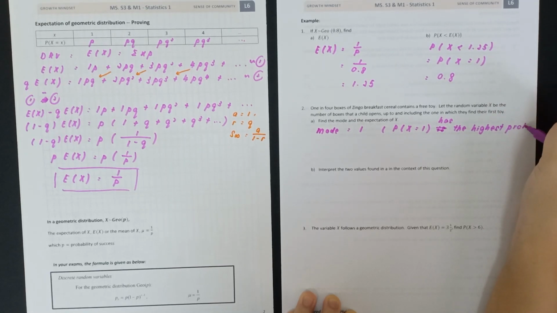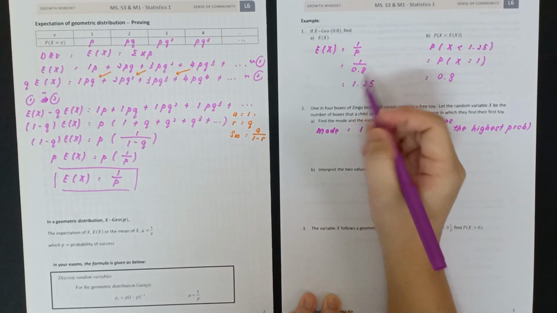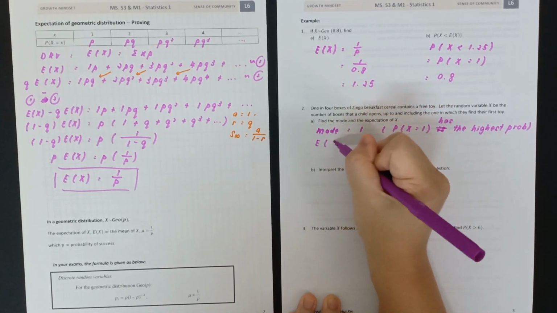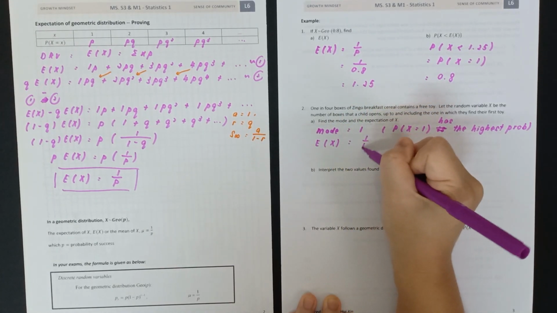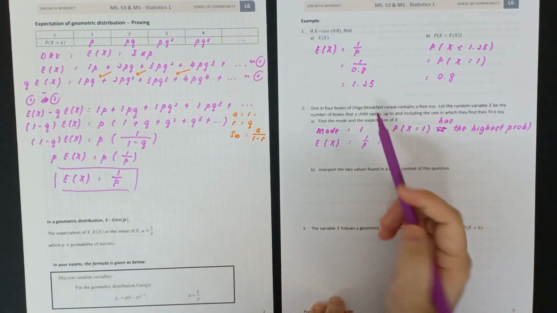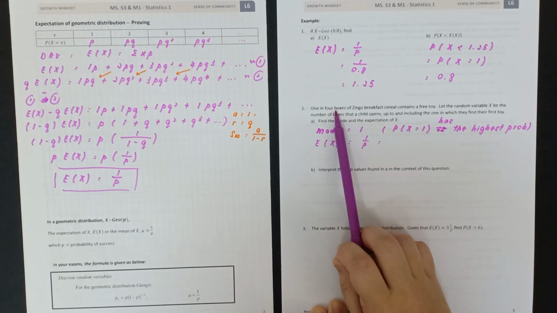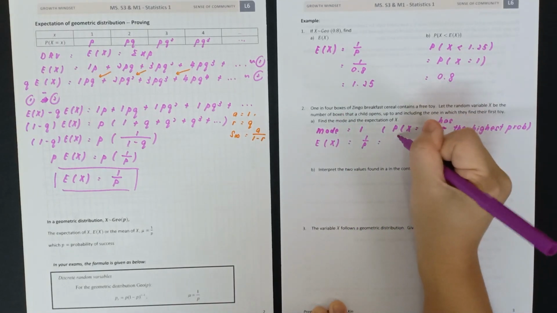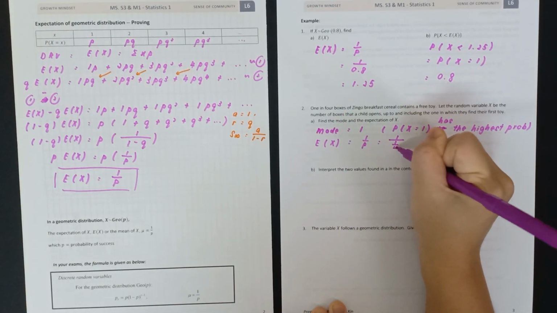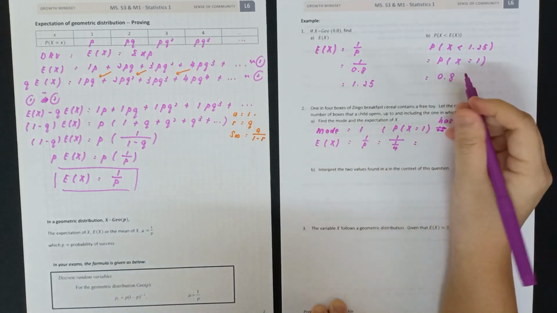Okay, so let's move on. How to find the expectation of x? Then E(X) equals 1 over P. So what is your probability of success here? It's one of the 4 boxes, meaning that it will be 1 over 4, or 0.25. Then you will be getting 4.